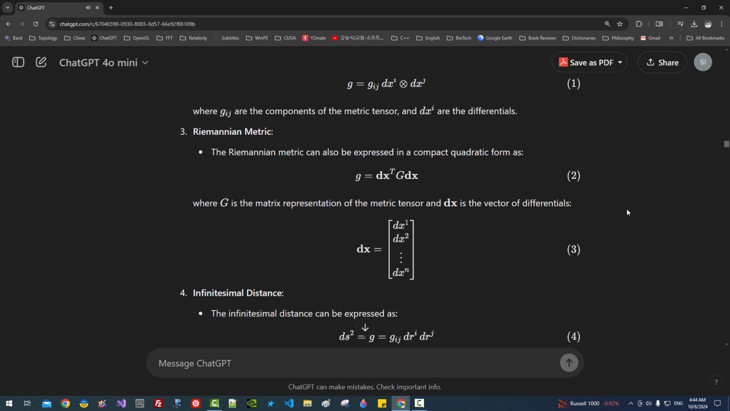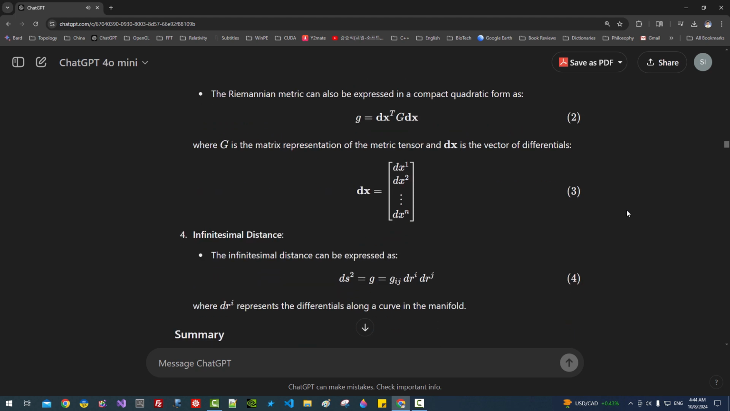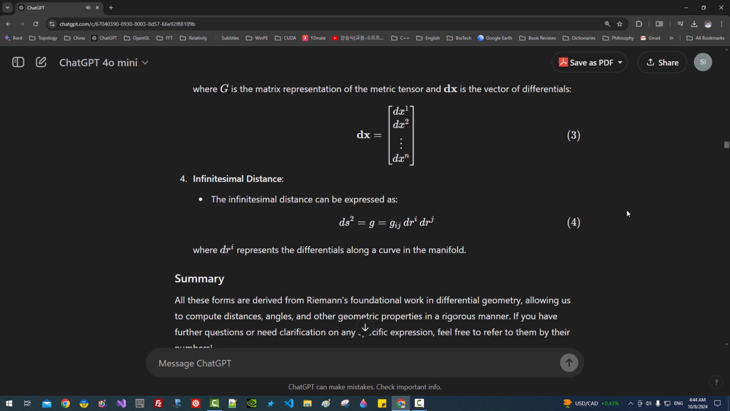3. Riemannian metric. The Riemannian metric can also be expressed in a compact quadratic form as g = dx^T G dx (2), where G is the matrix representation of the metric tensor and dx is the vector of differentials, dx = (dx^1, ..., dx^n). 4. Infinitesimal distance. The infinitesimal distance can be expressed as ds^2 = g_ij dx^i dx^j (4), where dx^i represents the differentials along a curve in the manifold.